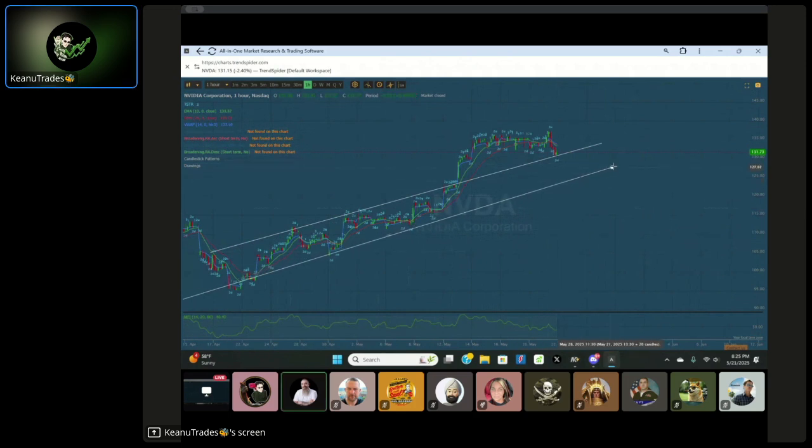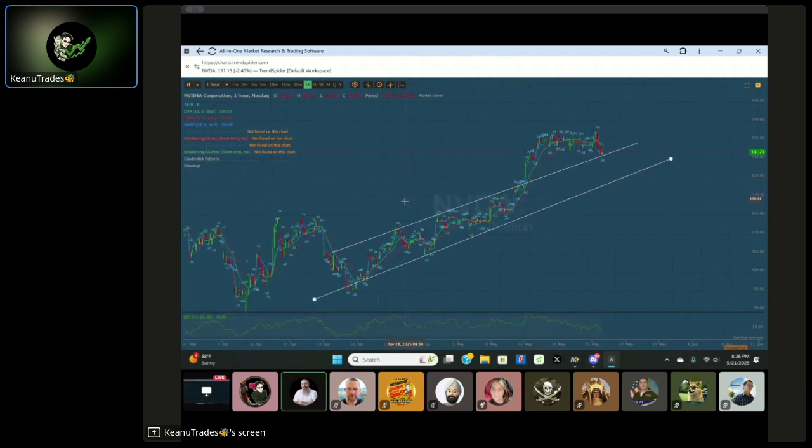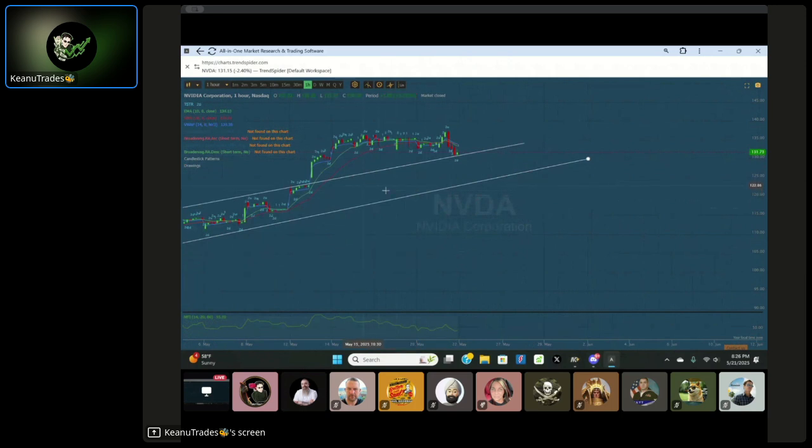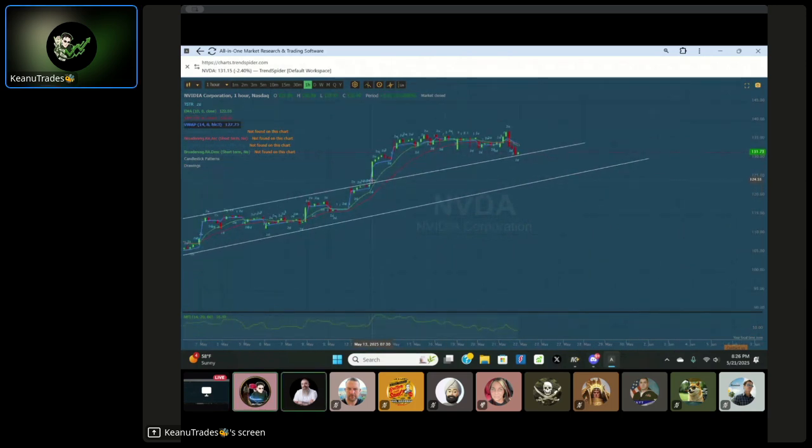But I would not be surprised to see if we drop back into this channel and test the bottom of this channel one more time. Yes, we are in an uptrend. It's still an uptrend, and this is a pullback. But we have a gap right here, and we're going to fill that gap. Where would that put you? Right at the bottom of that trend line.